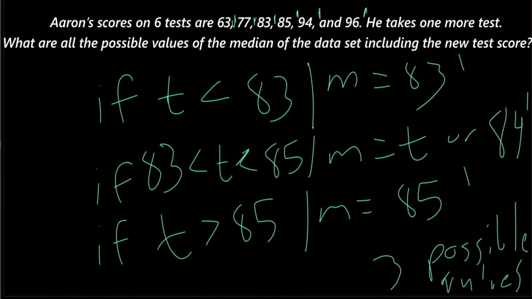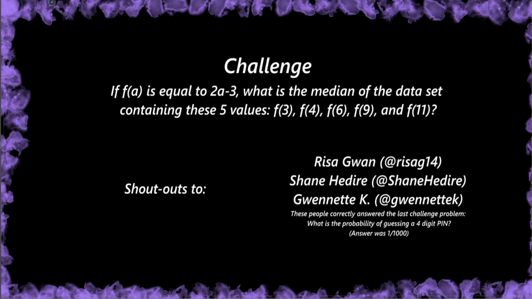And now we will be moving on to the challenge problem. We did this once before. There'll be a problem as a challenge. I will not give the answer in this video. You can comment the answer, and the first 3 people, I'd say, to get it right will get a shout out in the next video. If f(a) is equal to 2a minus 3, what is the median of the data set containing these 5 values? f(3), f(4), f(6), f(9), and f(11).